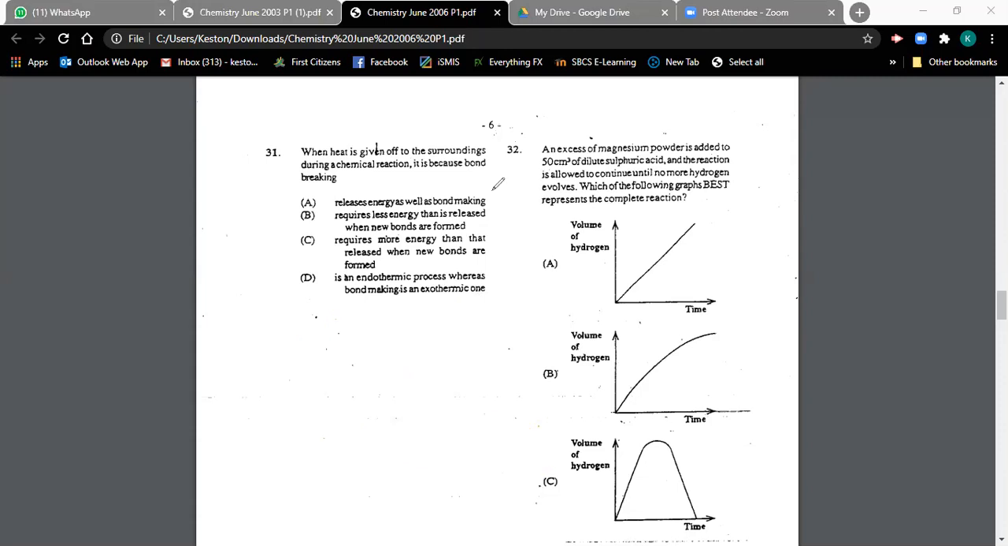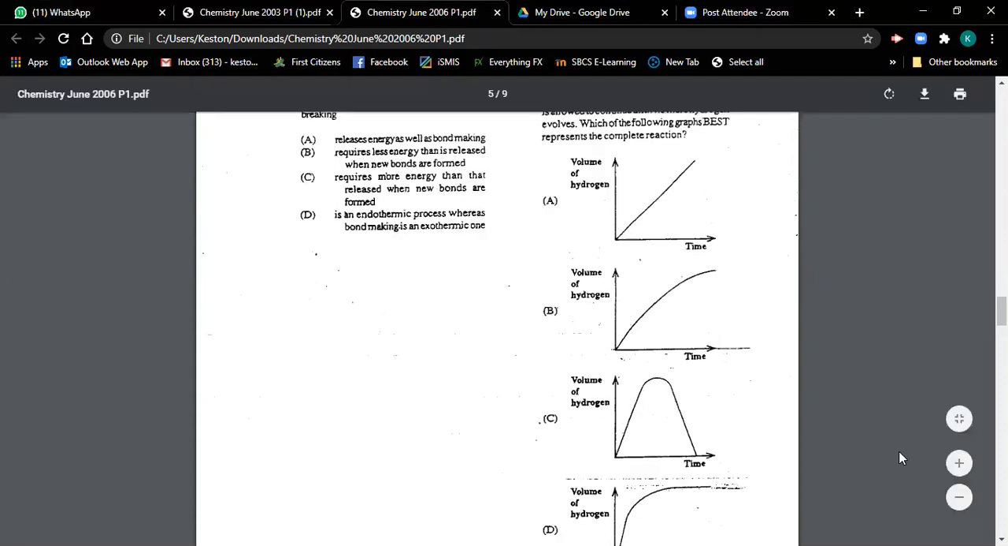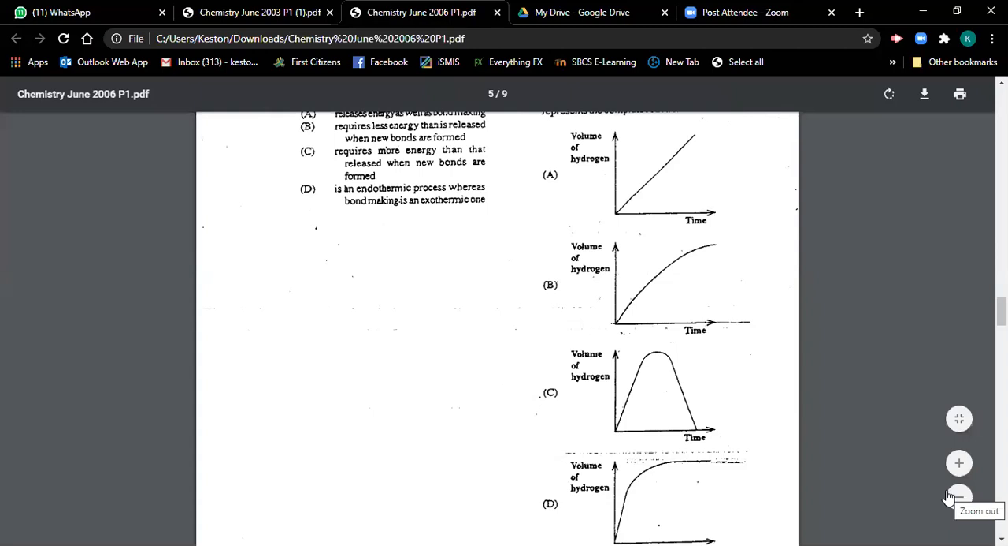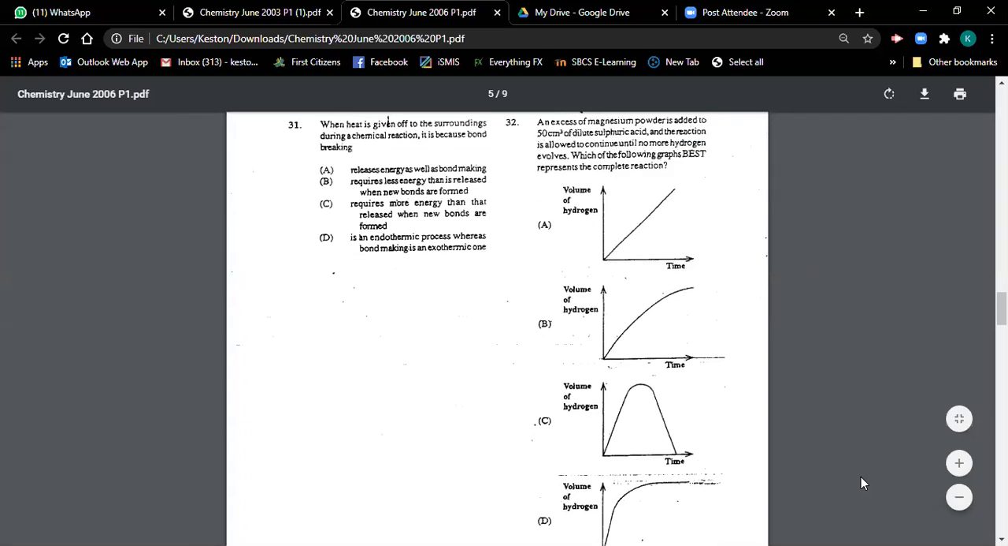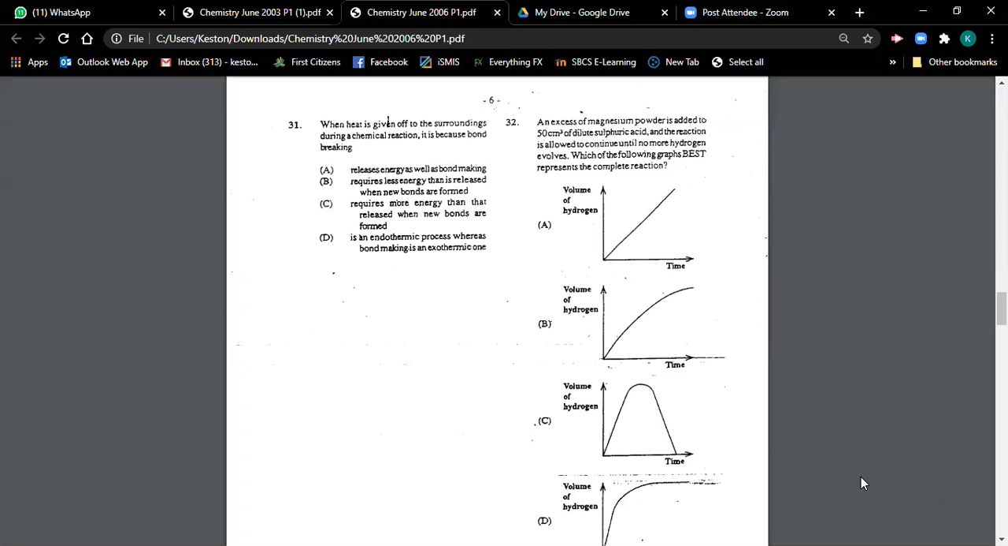32. An excess of magnesium powder is added to 50 centimeters cube of dilute sulfuric acid. The reaction is allowed to continue until no more hydrogen evolves. Which of the following graphs best represents the complete reaction? This is another one we did too. If you could have this type of repetition on an exam day, that would be good. What did we say about this? D? Sure.